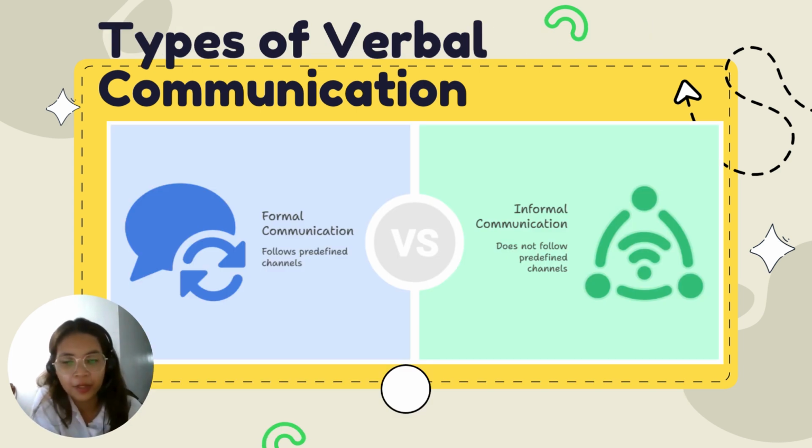There are two types of verbal communication, formal and informal communication. Formal communication follows a predefined channel, for example, emails, text messages, letters, like that. Those are the examples. Now we have informal communication. Informal communication doesn't follow a predefined channel, for example, face-to-face chatting.